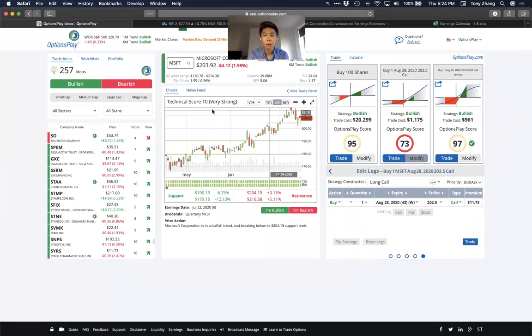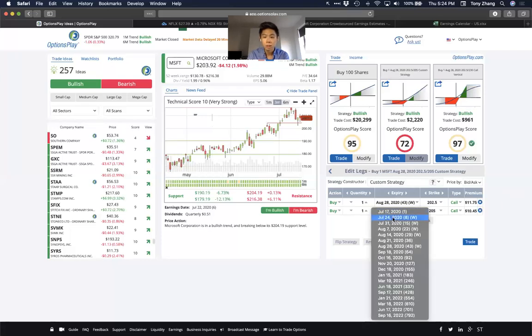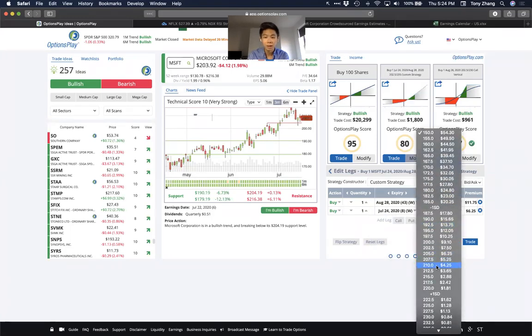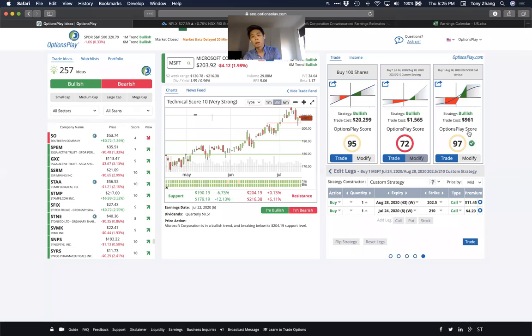Let's say I'm bullish on Microsoft here. Let's say I buy the 202.5 call, and I sell a short-term weekly, let's say a 207.5 or 210 call option against it. What I'm really doing is buying this long-term call for $11.45. That's my view: long-term, I think Microsoft's going to go higher.